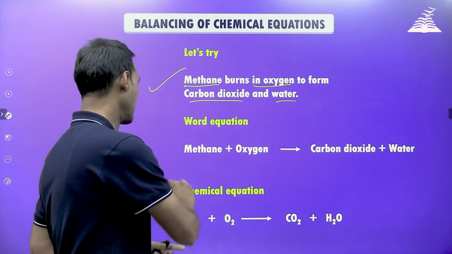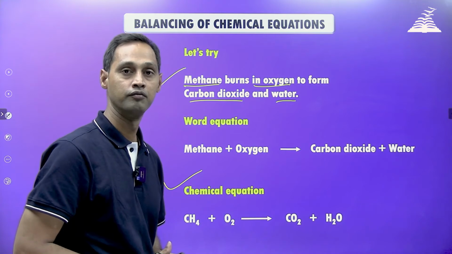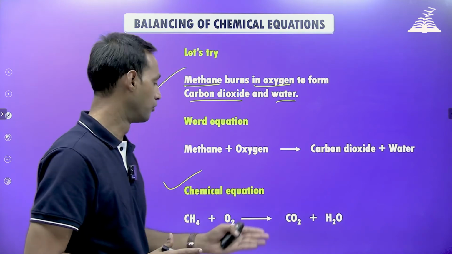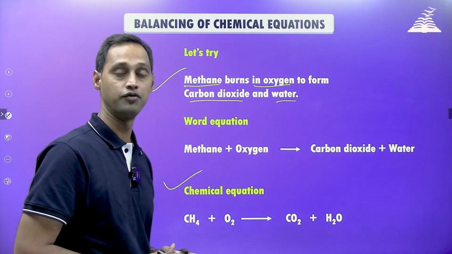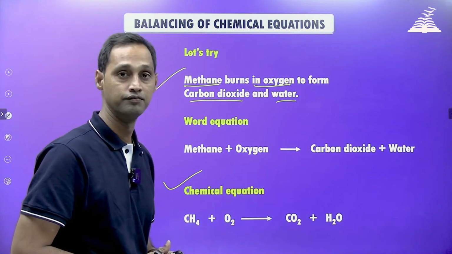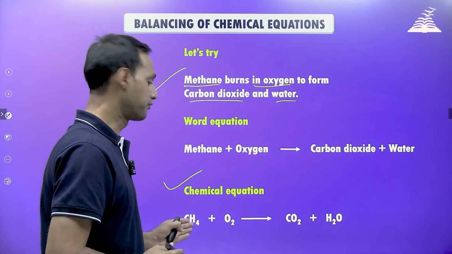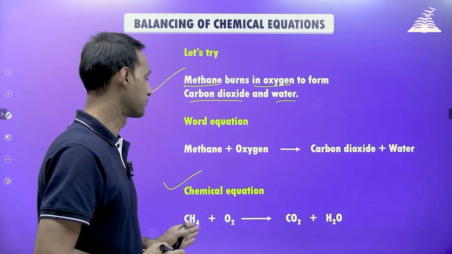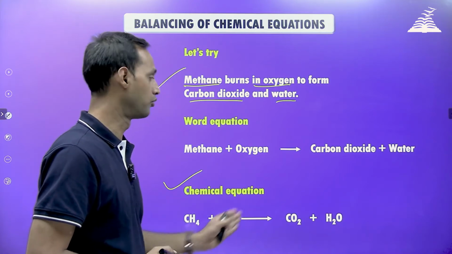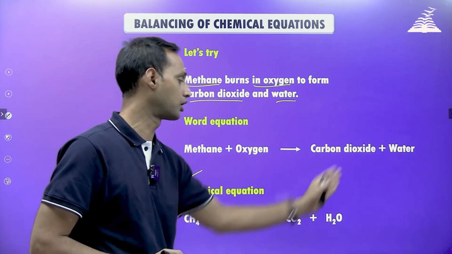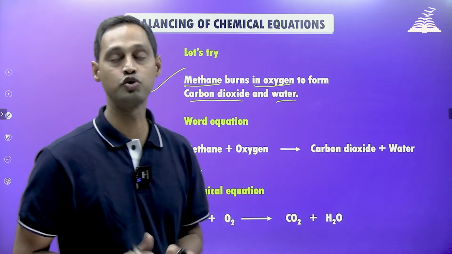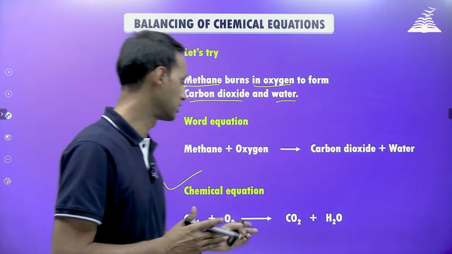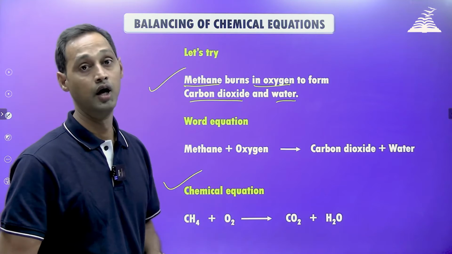And now we write the chemical equation. How to write a chemical equation? We are simply mentioning the formulas or symbols of the substances. For methane we write the formula CH4, for oxygen we write its formula, and then the formulas for carbon dioxide and water, so that we have a chemical equation. But now our job is to balance this equation. We will now try and balance it.